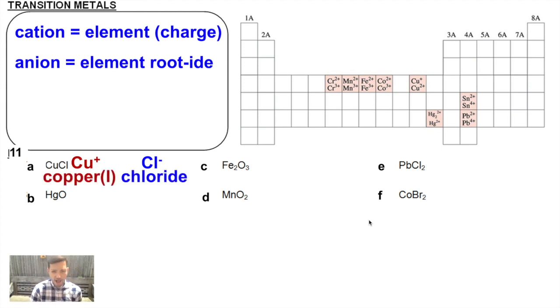Hg and O, well, oxygen is 2-. That means that mercury is Hg2+ as a result. That's how I can tell from the formula what the charge is. So this is mercury 2 oxide. Notice the 2 in the parentheses refers to the charge of the mercury in this compound, not how many mercury atoms are in one unit. Try the others, Fe2O3, MnO2, PbCl2, and CoBr2, and come back and check and see how you did.